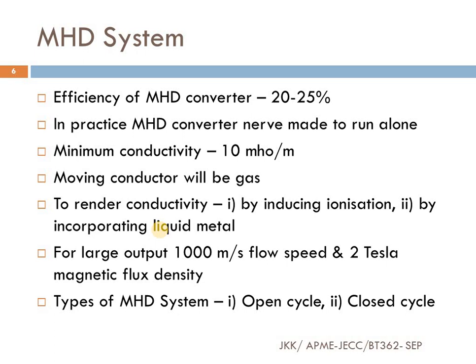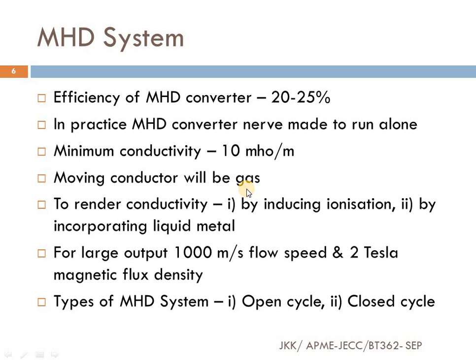And for better working, the minimum conductivity required is 10 mho per meter. You know what resistivity is? The opposite of resistivity is conductivity. So 10 mho per meter should be the conductivity in an ideal case. And the moving conductor will be gas.